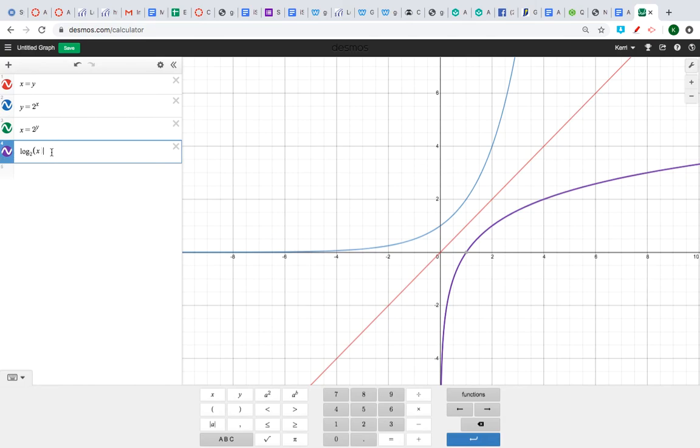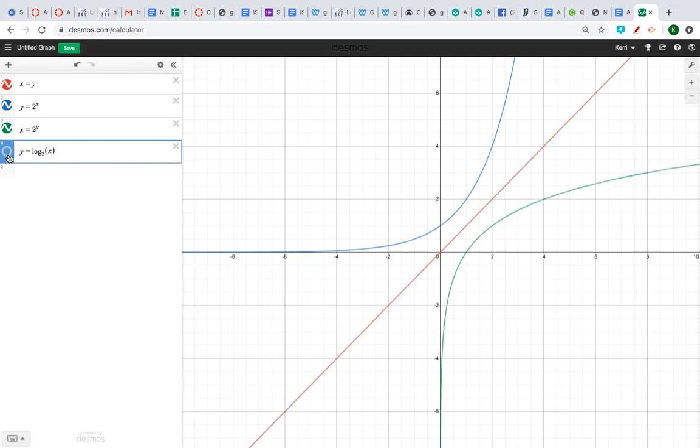So y equals log base 2 of x. And you can see the purple line lays directly on top of the green line. So you can see that these two things are the exact same thing, which means that the inverse of this is this. That's all I wanted to talk about today: what is the inverse of an exponential function?